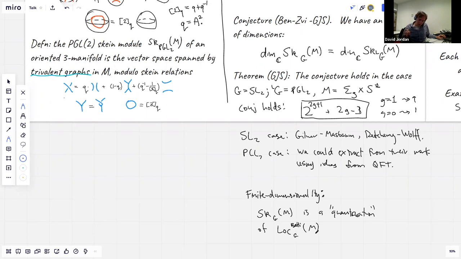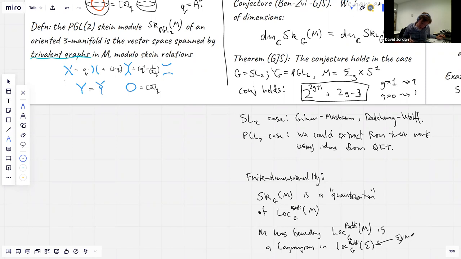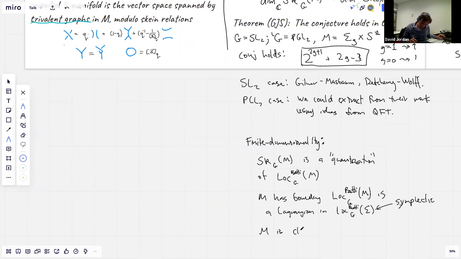But when M is closed, you have to be a bit careful because we have to ask what it means to quantize such a thing. So if M has boundary, then this Loc_G Betti of M is a Lagrangian in the character variety of its boundary. And this thing is symplectic. However, when M is closed, then instead it's what's called minus one shifted symplectic.